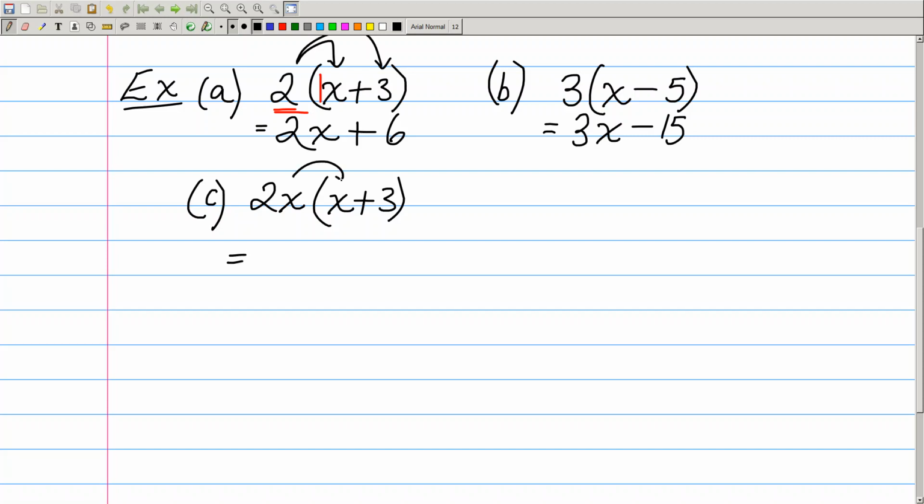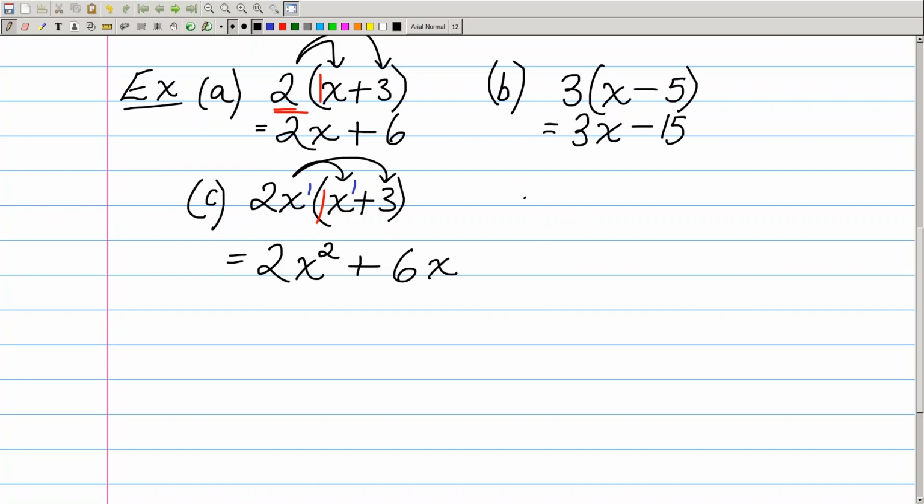So how do we multiply 2x into x? Well, I multiply the numerical coefficients together, so I go 2 times 1, which is 2, and then I add the exponents on the x's. What are the exponents there? Well, when you don't see an exponent, you assume it's 1. 1 plus 1 is 2, so I go x squared. Then I multiply 2 and 3 together to get the next term. And since this guy doesn't have a variable, I don't have to add any exponent onto this one. So I end up getting 6x to the 1, or just 6x. That's how I distribute 2x to x plus 3.